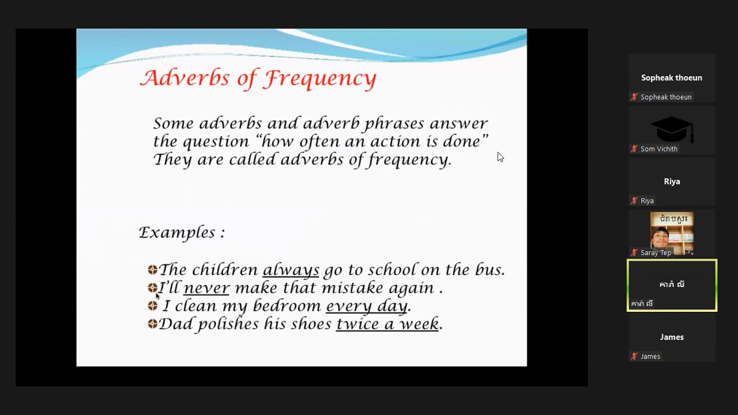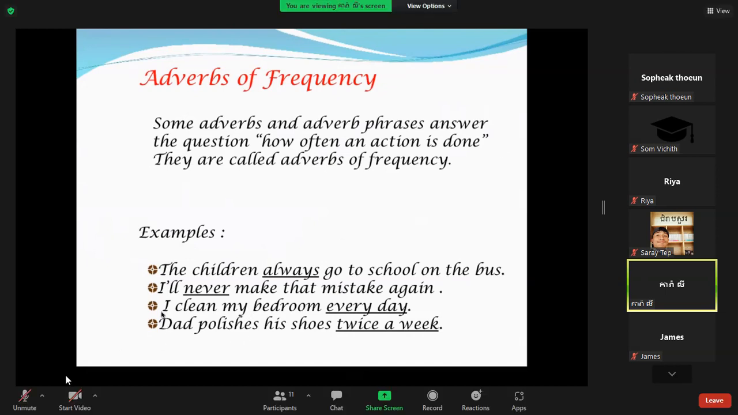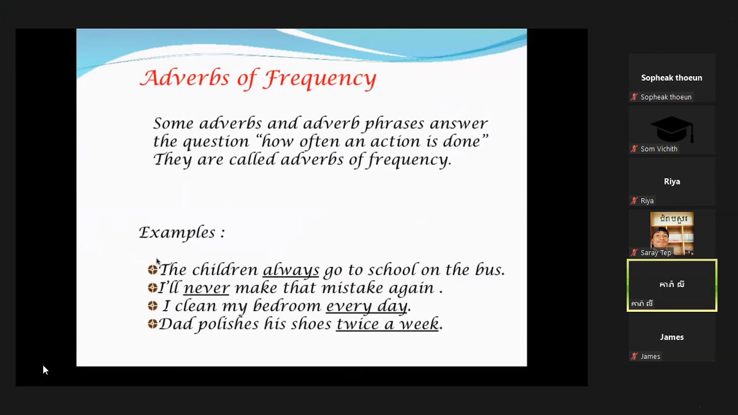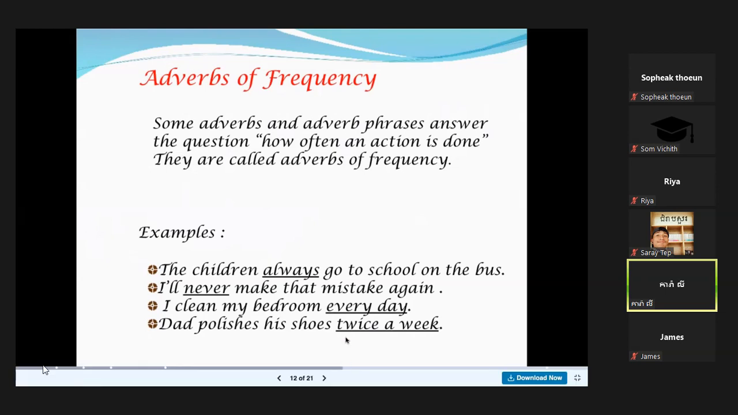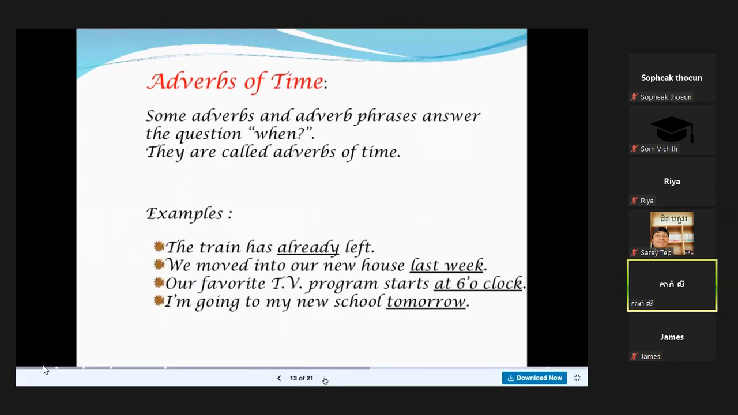How many of you have done something that was a mistake and you said, I will never do that again because maybe you felt bad? I have done that. The next one, I clean my bedroom every day. Does anyone clean their bedroom every day? I do. I like to be clean. Next one, Dad polishes his shoes twice a week, two times a week. So these are adverbs of frequency.